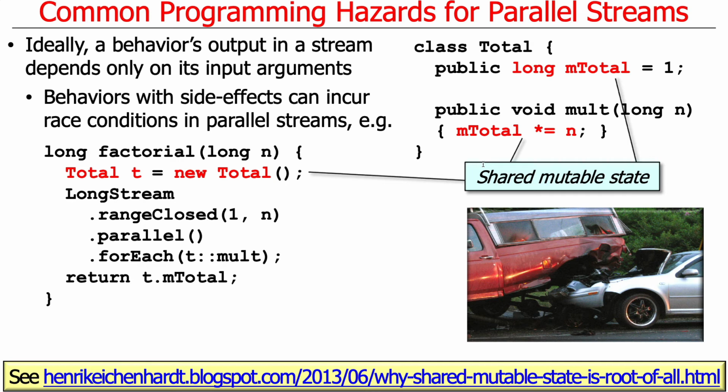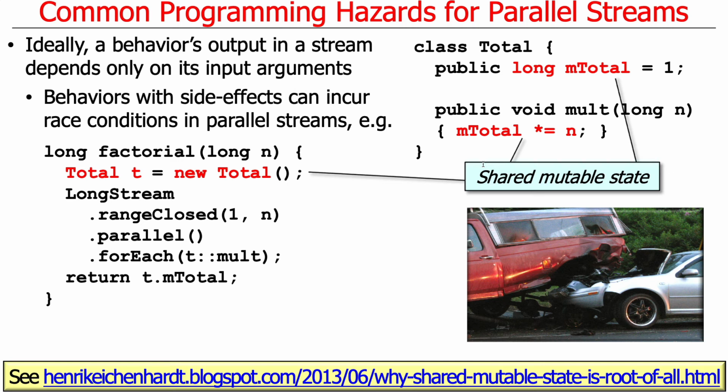And you will notice there's no synchronized keyword here, there's no reentrant lock, there's no atomic this, that, or the other thing. It's just doing an update to a field. It's unprotected. Down here we make ourselves an instance of total. This is the shared mutable state. And then we're going to go ahead and have a stream.